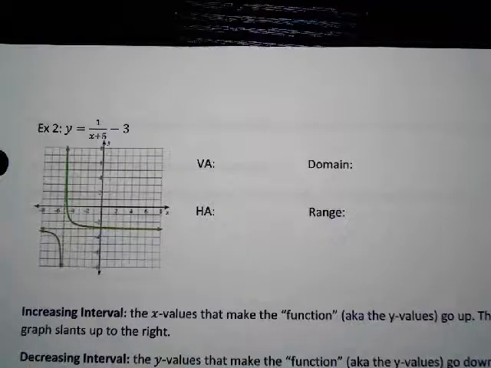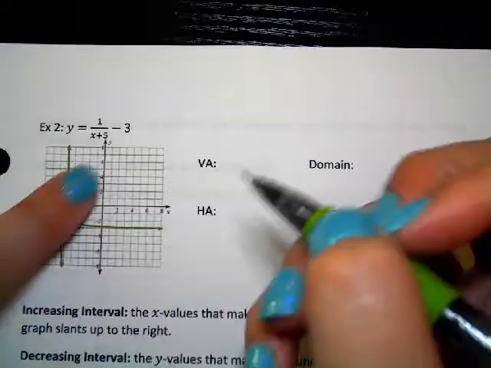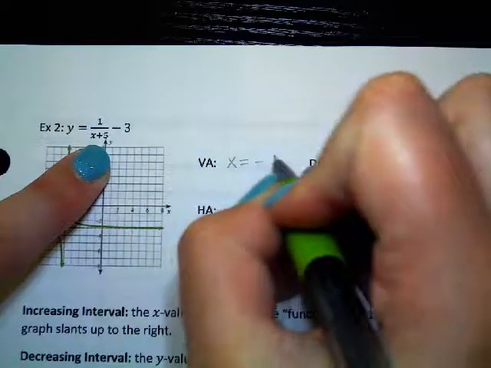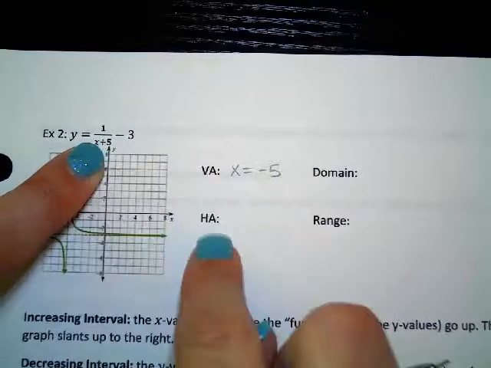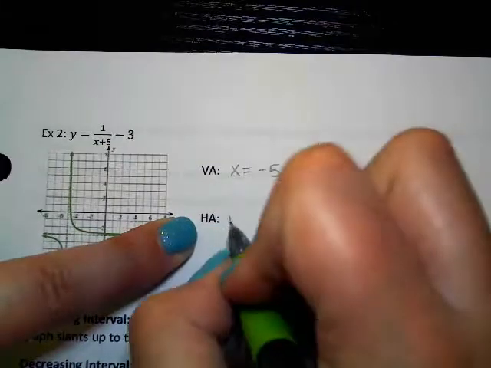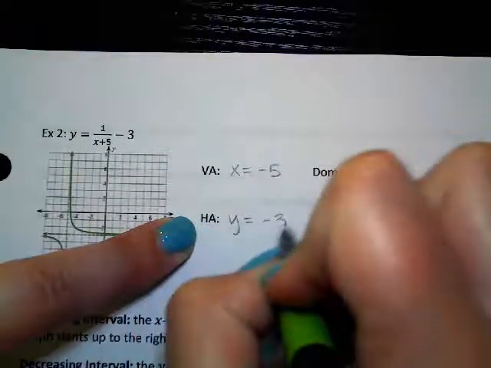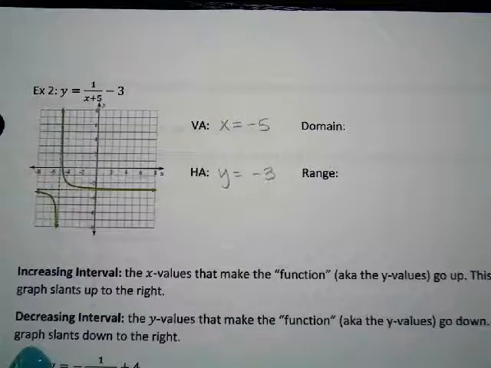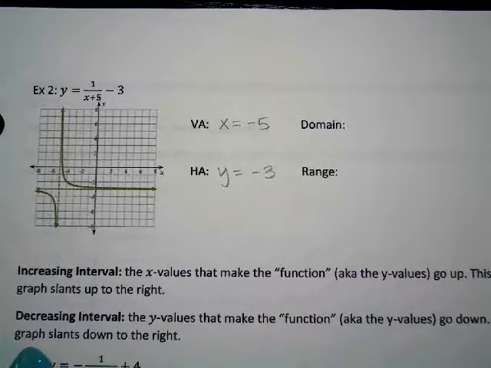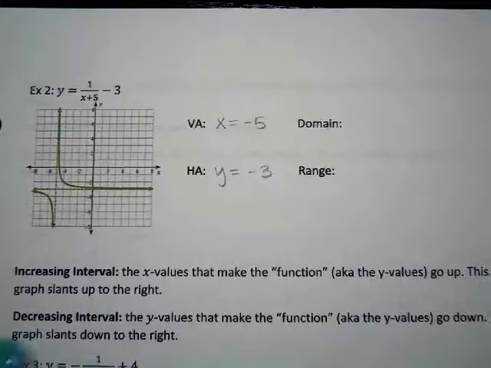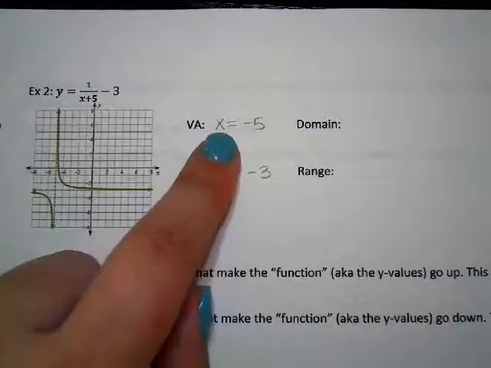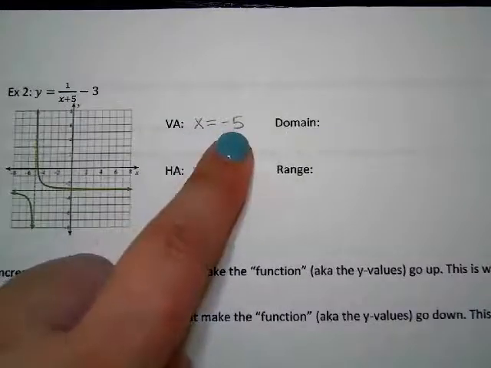So the vertical asymptote for this graph is going to be x equals -5, so it's the opposite of that number. The horizontal asymptote is going to be y equals -3. Now these numbers are important because those asymptotes are lines that cannot be crossed, which means they are basically excluded values. So that vertical asymptote of -5 is an excluded value of x.